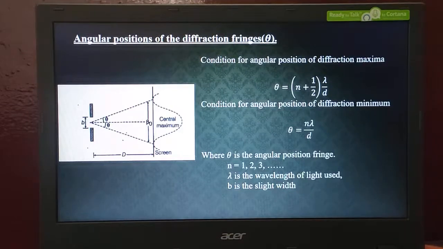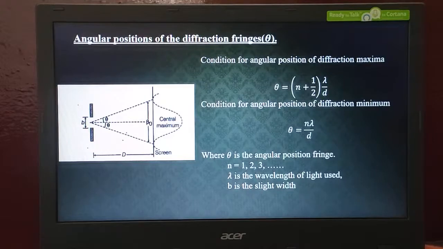And the last topic of our diffraction pattern is intensity distribution of a diffraction pattern using a single slit. Intensity distribution in the diffraction pattern obtained at a single slit, and we have to mention the conditions for diffraction maxima and diffraction minima. This is our last concept.